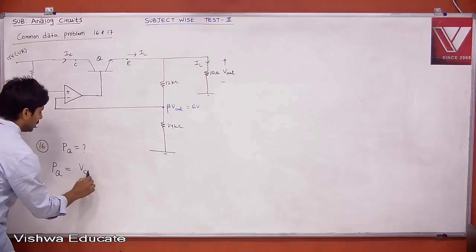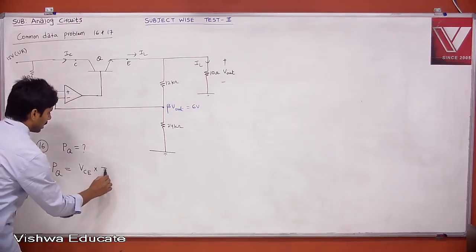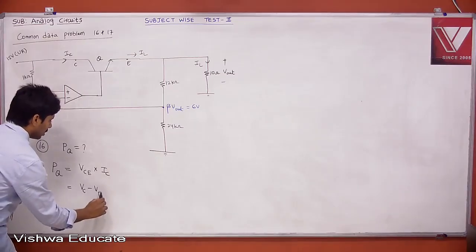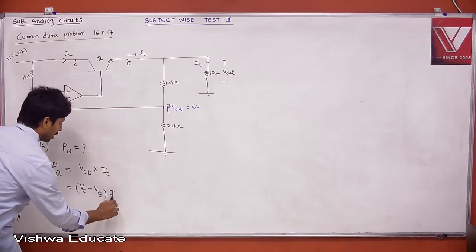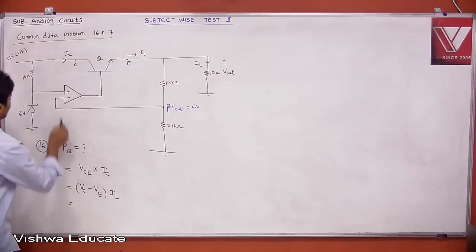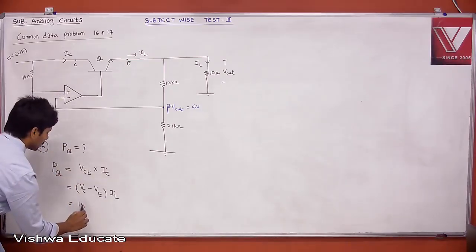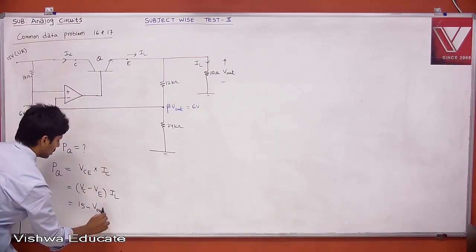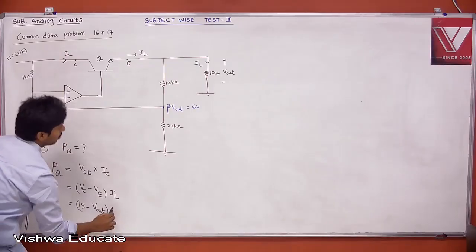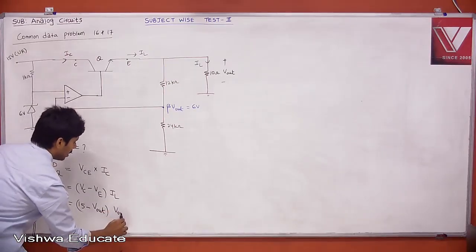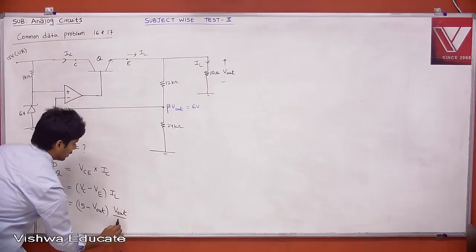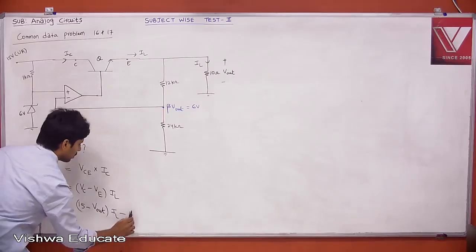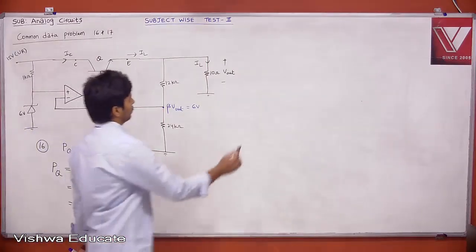Now this is nothing but your VCE into IC or IE. What is your VCE? Voltage at collector minus voltage at emitter. IC is nothing but your load current IL. What is the voltage at collector? That is nothing but your input voltage, the unregulated supply. VE, the voltage at emitter, is nothing but your output voltage Vout, and this is your IL. What is IL? Vout divided by 10 ohm. This is equation 1. If you find Vout, the problem is over.